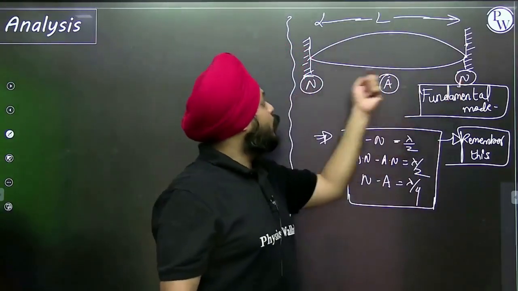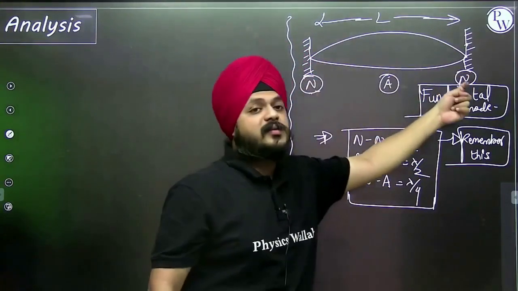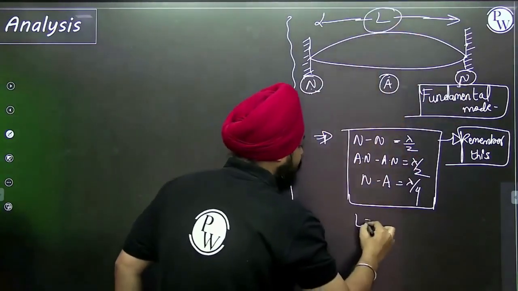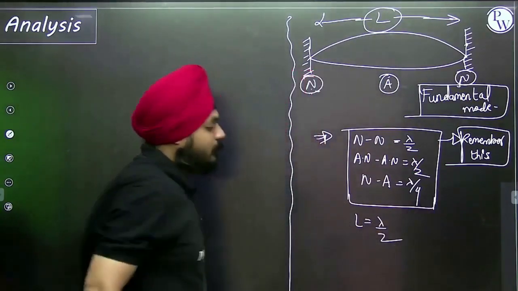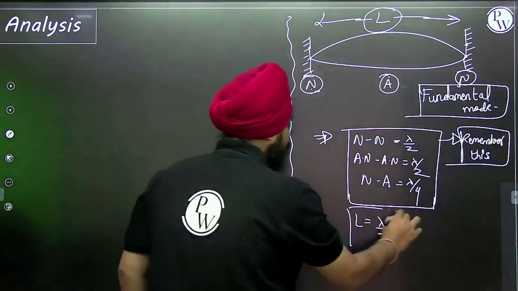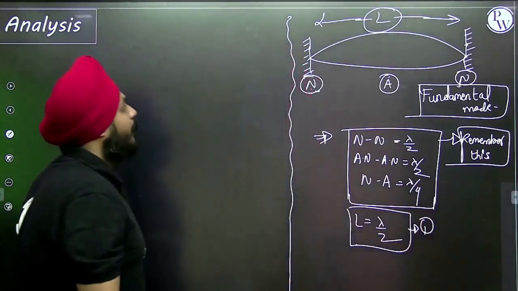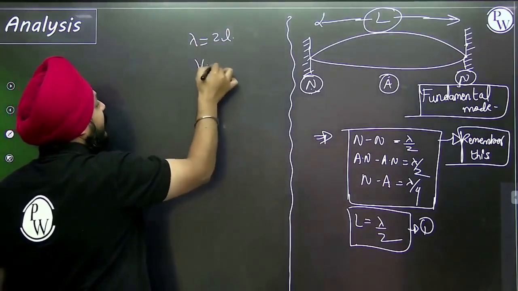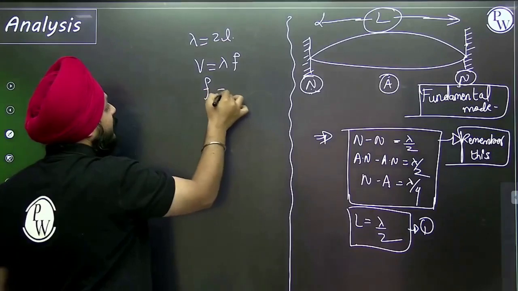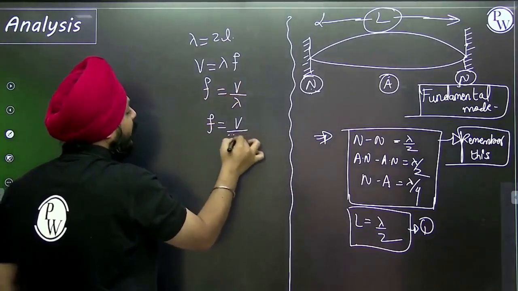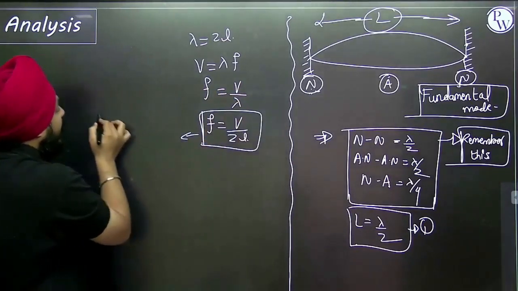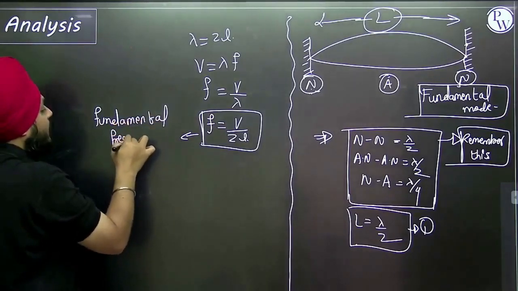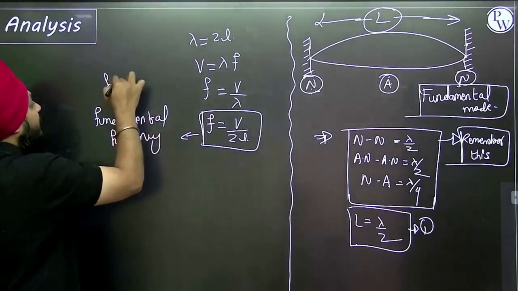In this case, what is the distance between the two nodes? Lambda by 2. Can I consider the distance between the two nodes as the length of this string? For this case only. So we got the length of the string as lambda by 2. So what will be the lambda? That will be 2L. Can I say V is equal to lambda F? So frequency is equal to V by lambda, F is equal to V by 2L. Yes, successfully we obtained the fundamental frequency of the standing wave, or the fundamental mode of the standing wave.